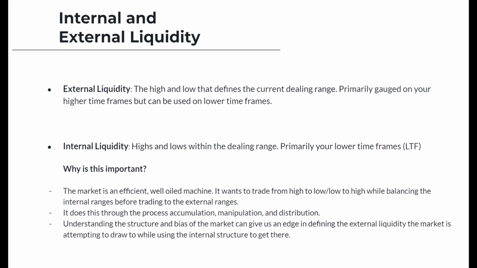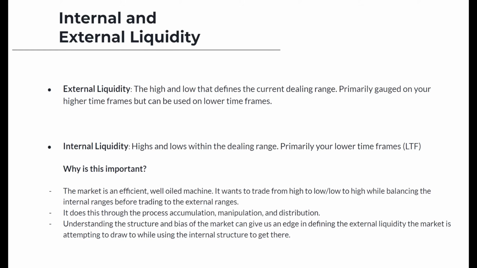But the point of this, right, is just understanding the structure and the bias of the market, because this can give us a really, really good edge in defining what the external liquidity is, right, and how it's attempting to draw to that, and then using the internal structure as kind of like your vehicle. How can you trade towards that, looking for your perfect entries or your ideal entries, and then understanding that once again it wants to trade to the low or the high, and just being able to understand where it's trying to go, and just riding that path up to that spot. So that is essentially what internal and external liquidity is, or kind of the ranges from them.